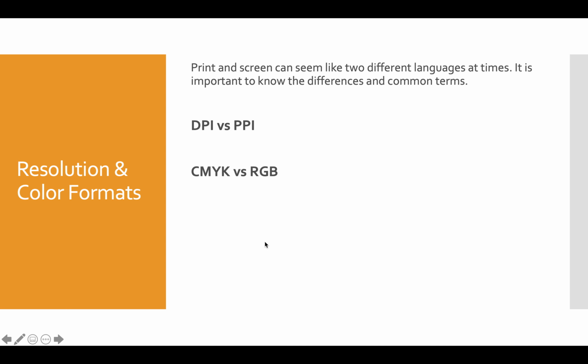So at times you're going to notice that print and screen will use almost like two different languages to talk about the same concept. And resolution's a great one for that. When we talk about print, we talk about DPI. We talk about dots per inch. And when we talk about resolution on screen, we're talking about pixels, so we're talking about PPI. So even though in both cases we're talking about resolution, we use different terms.